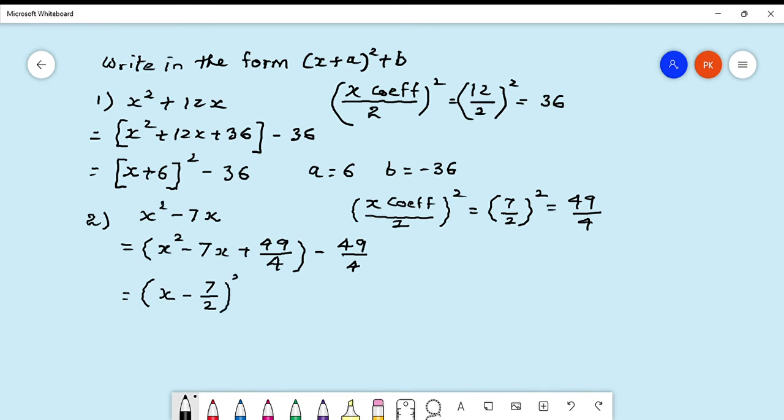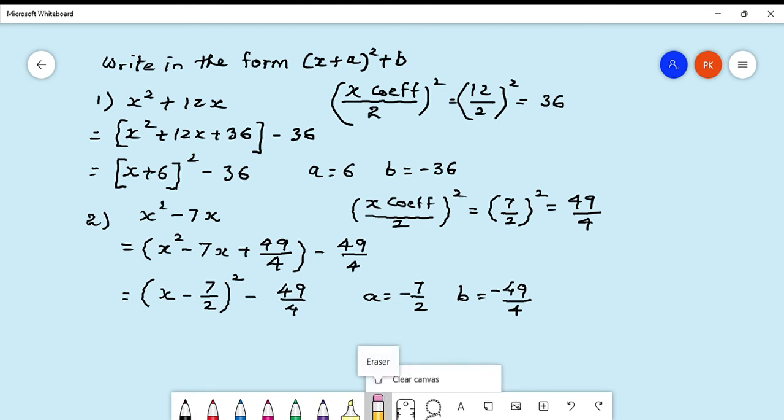So this is the square of x minus 7 upon 2, minus 49 upon 4. That means a is negative 7 upon 2 and b is negative 49 upon 4. Okay. So are the steps okay with you? Let us see some more problems here.